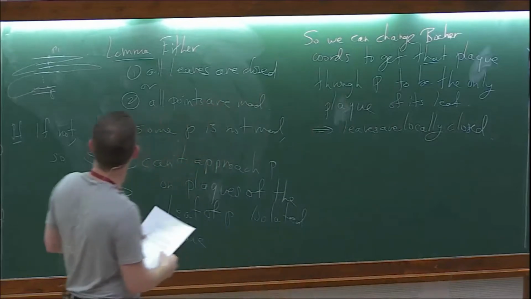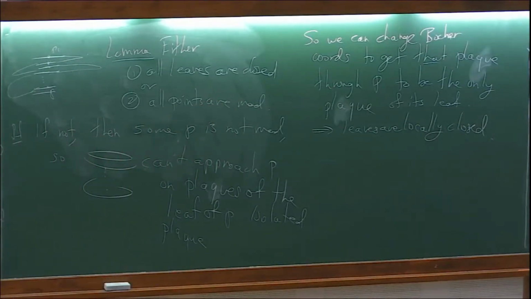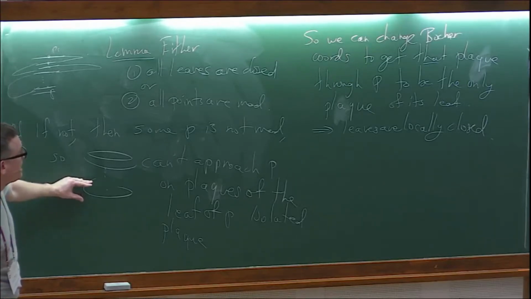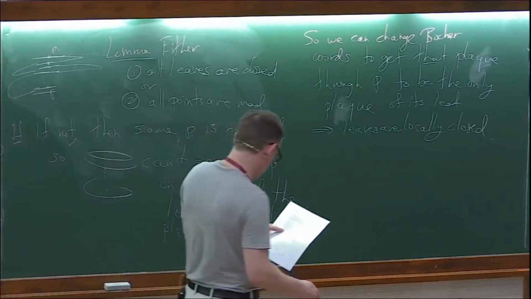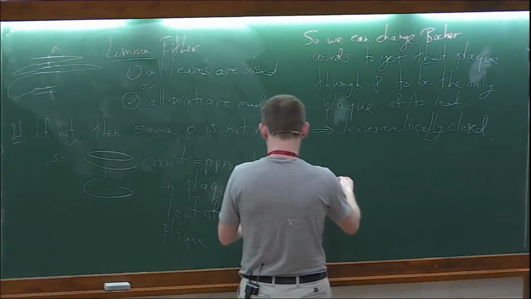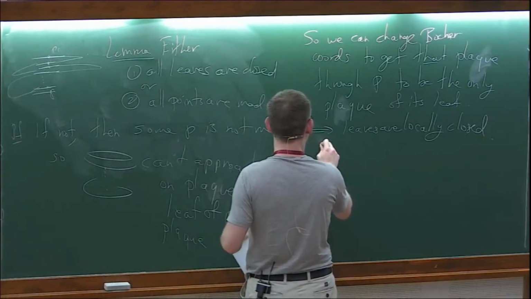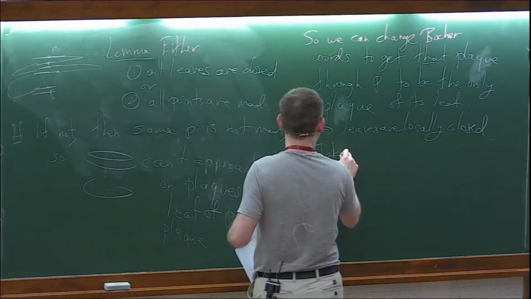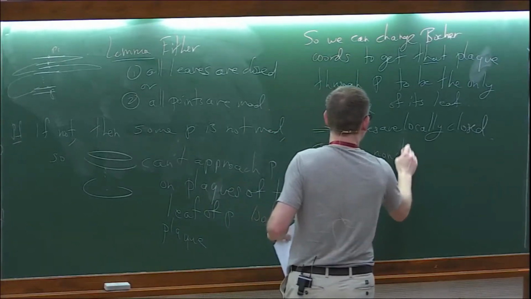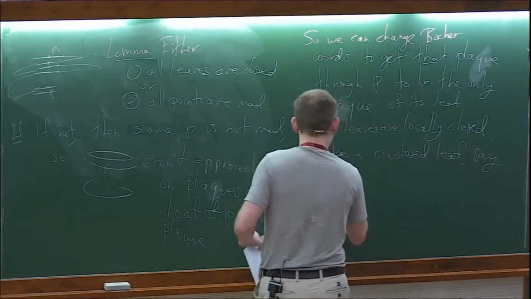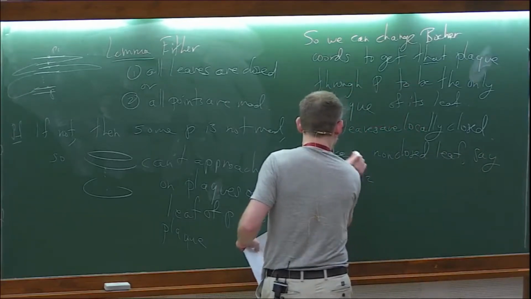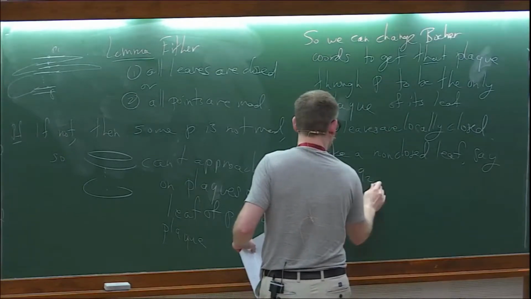Okay, so we're still not done with the lemma. What we've got so far is a point that's not mad. So near that point, if you get close enough, it's got just the one plaque on its leaf. It's the only plaque on its leaf, and the leaves are locally closed. So now what we want to do is take a non-closed leaf, and say, so Q1, Q2, we're no longer dealing with the P's, but with some other points.